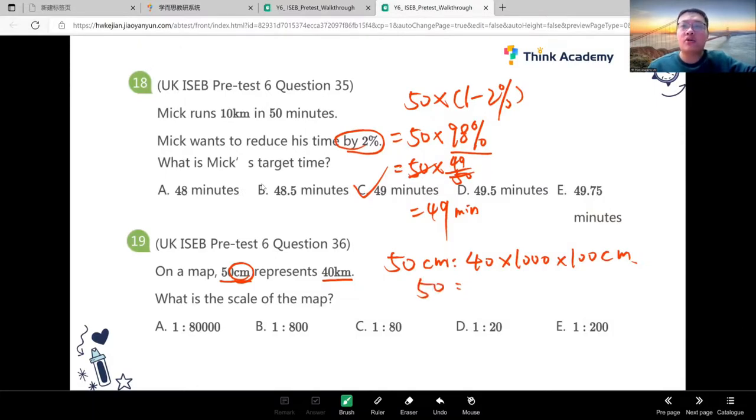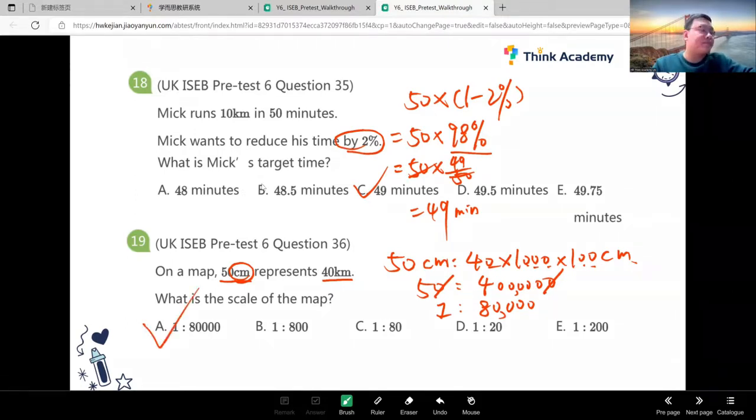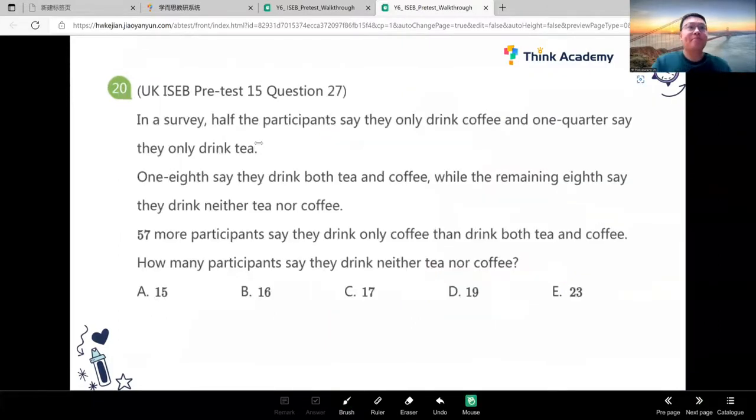Okay. And now you can get the scale. Going to be 50 to 4 with how many zeros following? 1, 2, 3, 4, 5, 6. 6 zeros. And you're gonna reduce 0 and 0, 5 to this 400,000. So you divide by 5. That's gonna be 1 to 80,000. Which one is correct? Yeah, you choose A. Next one.